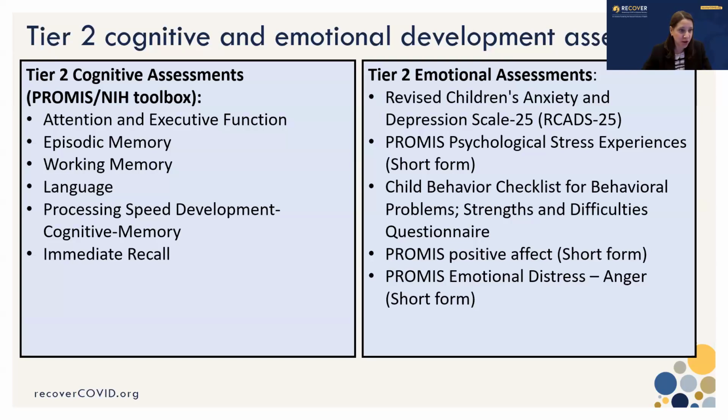And so for Tier 2, neurocognitive assessments primarily rely on PROMIS measures as well as NIH Toolbox measures to assess different aspects of development, including attention, executive functioning, memory, language, processing speed, and recall, as well as assessments of emotional development, including symptoms of anxiety, depression, stress, child behavior, and others.